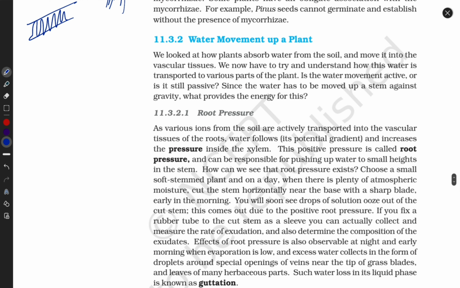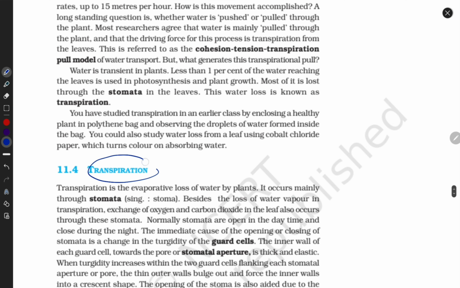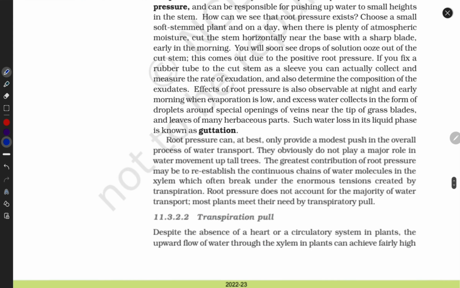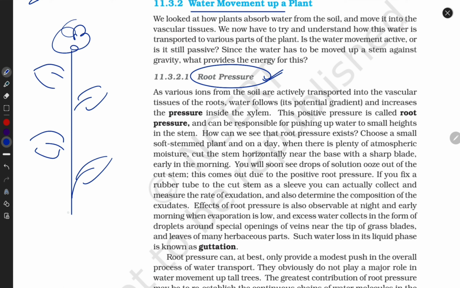Next, water movement up a plant is due to two parts: root pressure and transpiration. Let's start with root pressure. I previously discussed that we have a plant body: roots, flowery part, some aerial part. We know now when transpiration and guttation occur. Mainly, root pressure is caused by guttation.